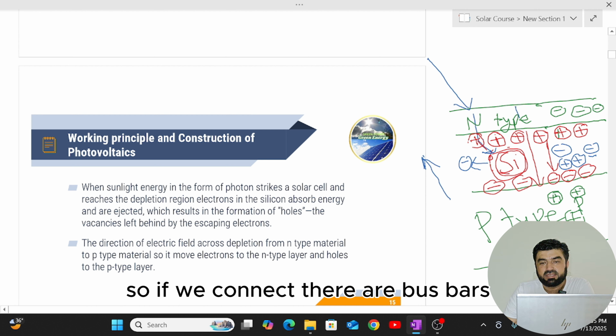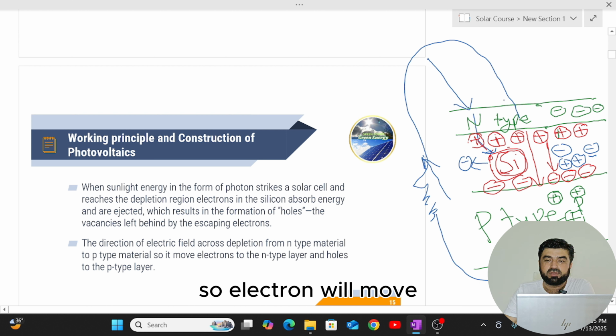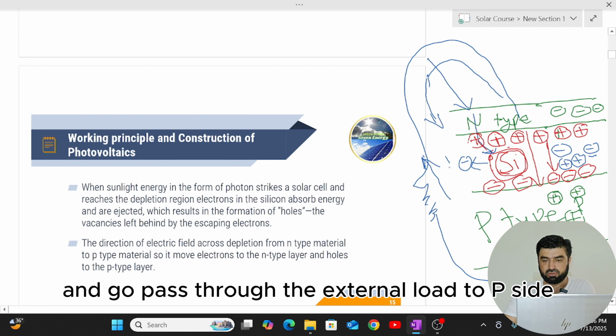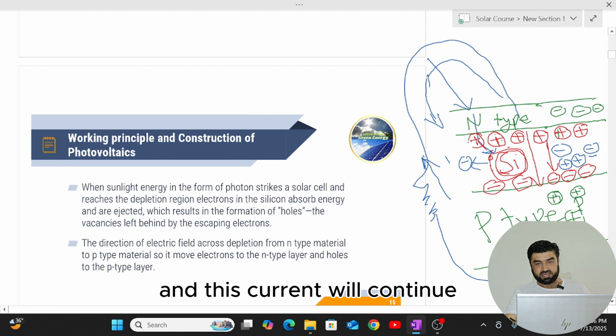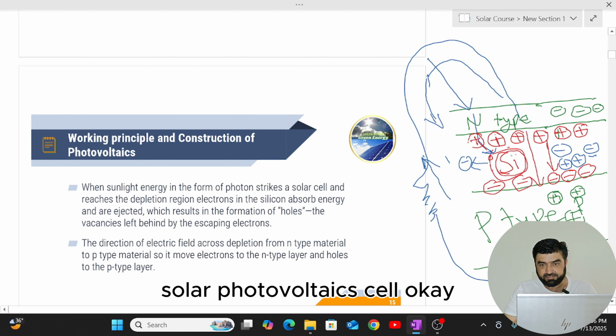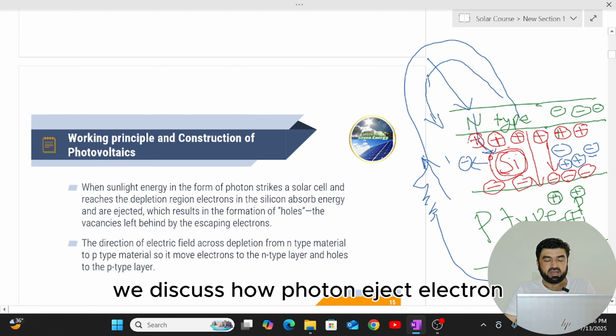So if we connect, there are bus bars. If we connect a resistor, an external load, to this P-type, electrons will move from this side, pass through the external load to the P side, and this current will continue as long as the photons or the light fall on the solar photovoltaic cell. So we have discussed the direction of the field and how photons eject electrons.